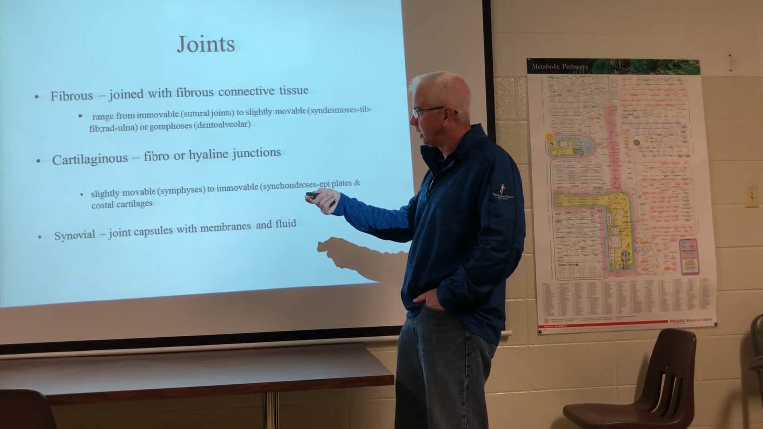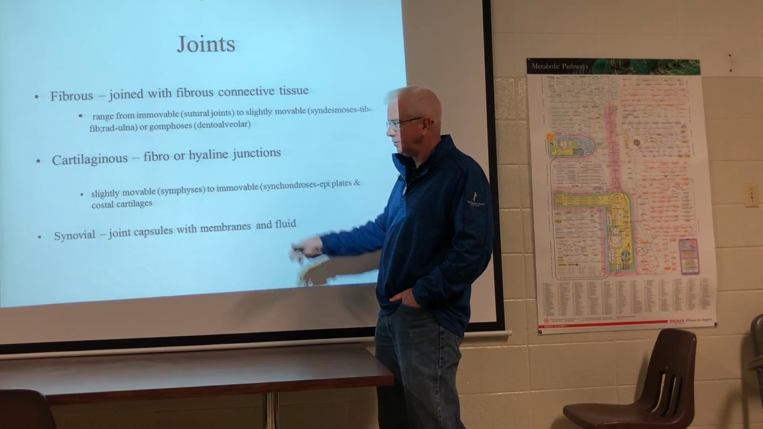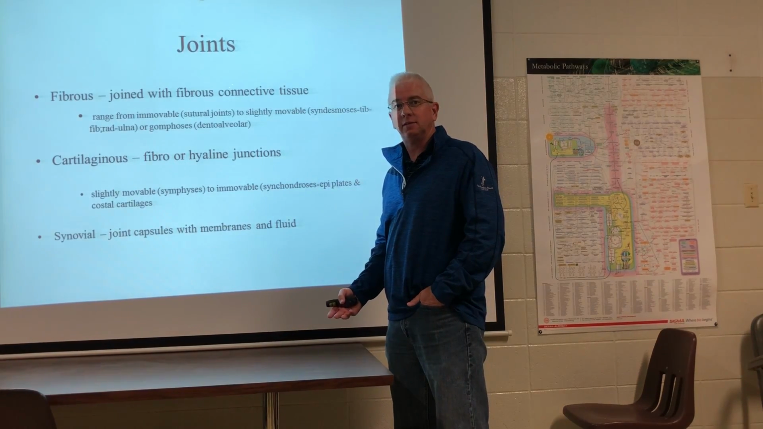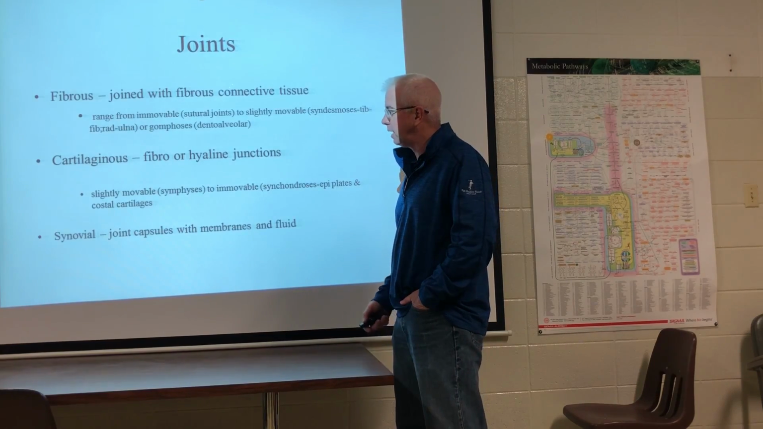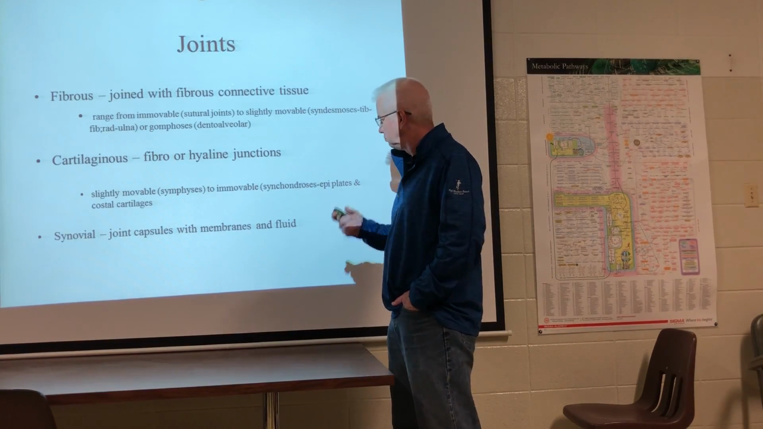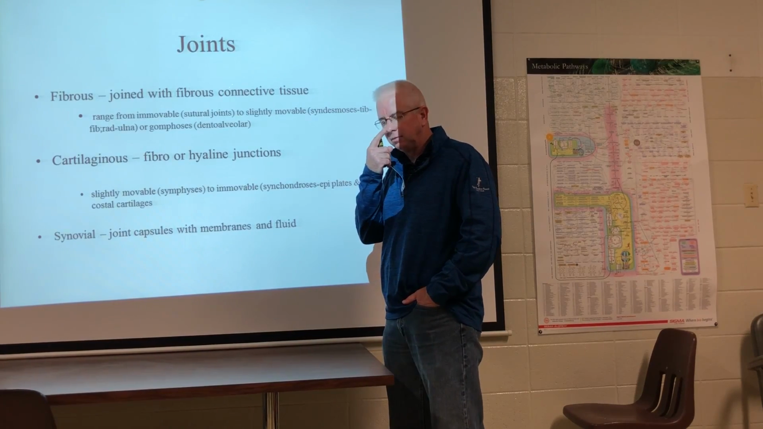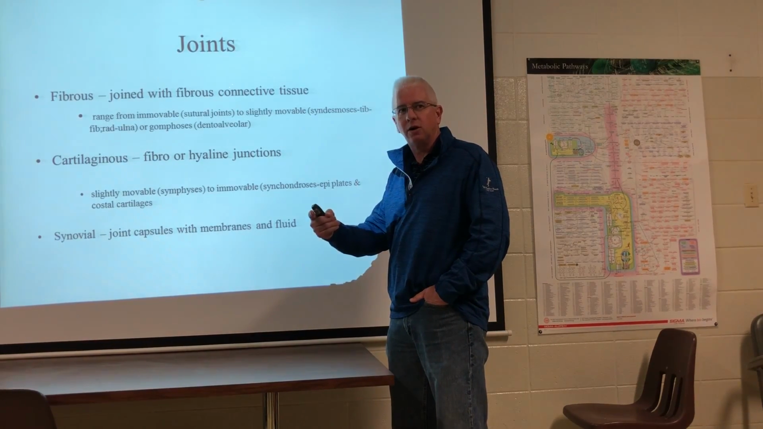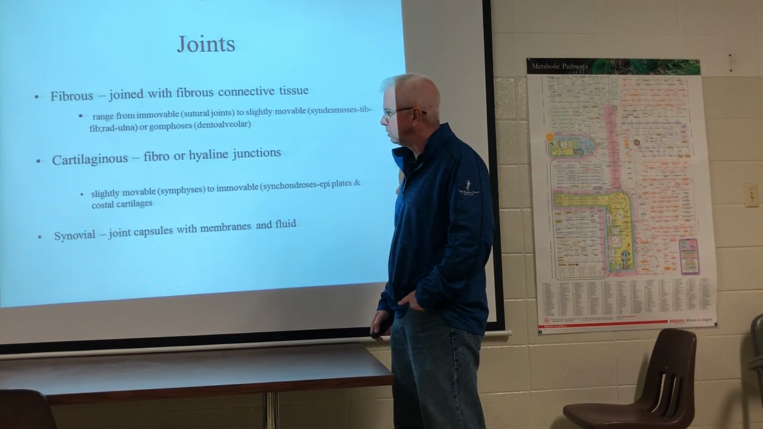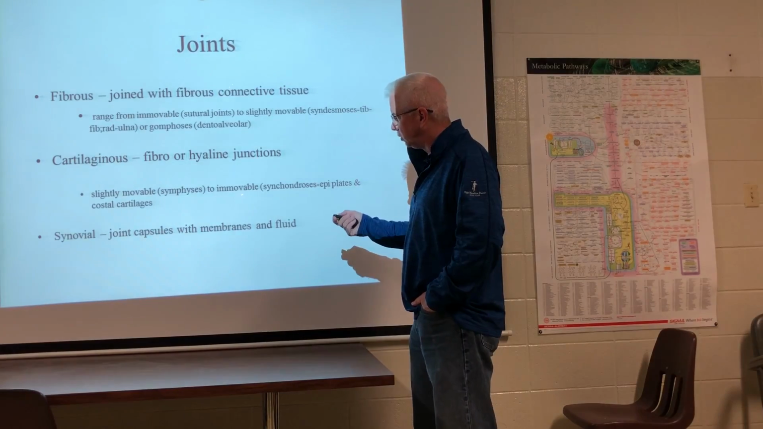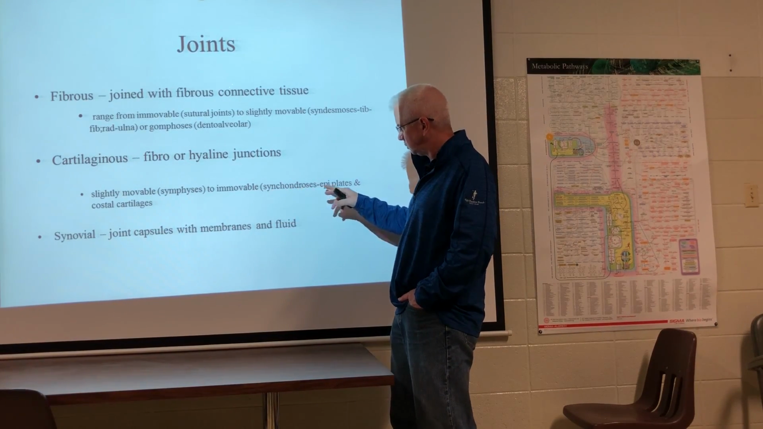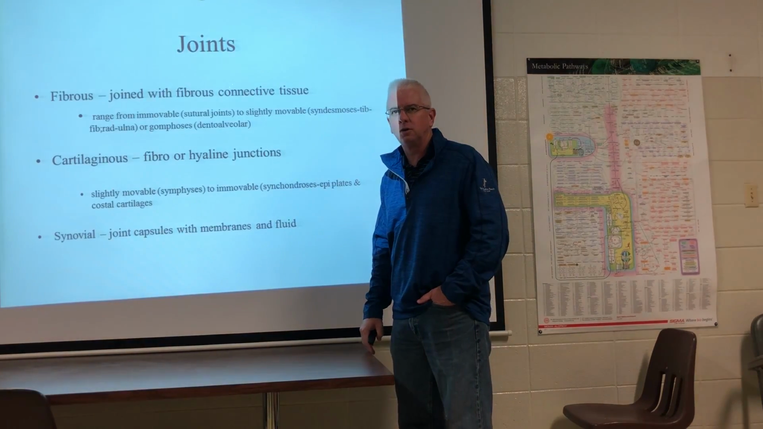All right, the second group are the cartilaginous, and these guys obviously are made of cartilage, and it can be fibro or hyaline. Now, you've seen these. We'll show you pictures of them again today, but you've seen these guys already. A symphysis joint. Where have I seen that? Fibrocartilage between the vertebral bones and fibrocartilage between the pubic bones. A symphysis joint. Or immovable. These immovable joints are the synchondrosis joints of the epiphyseal plates and the costal cartilages.